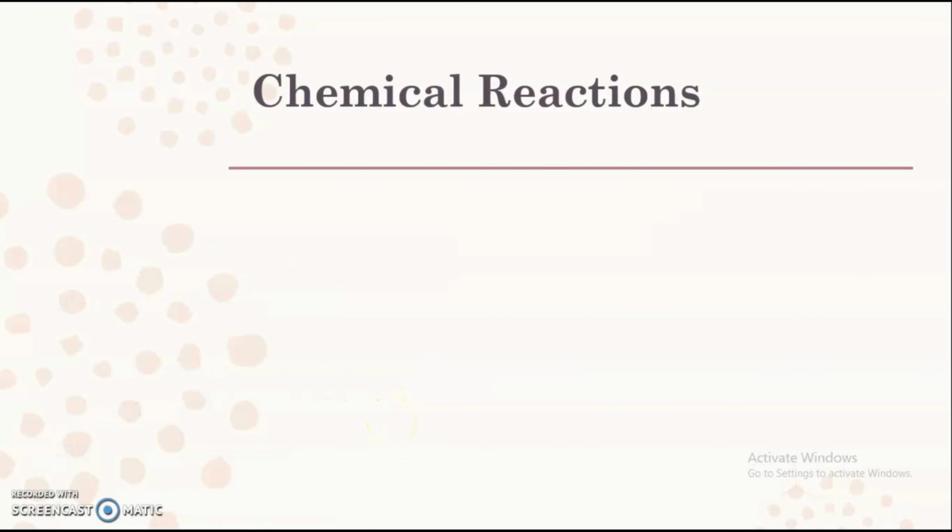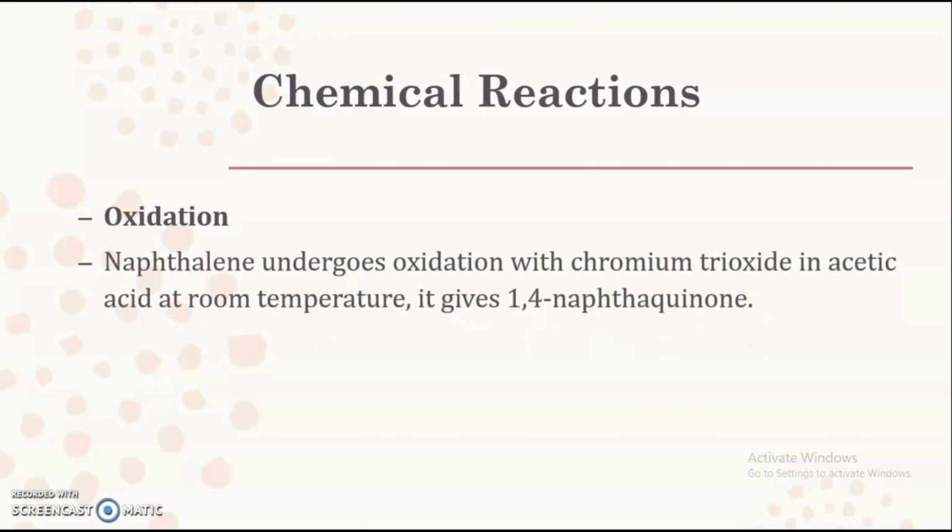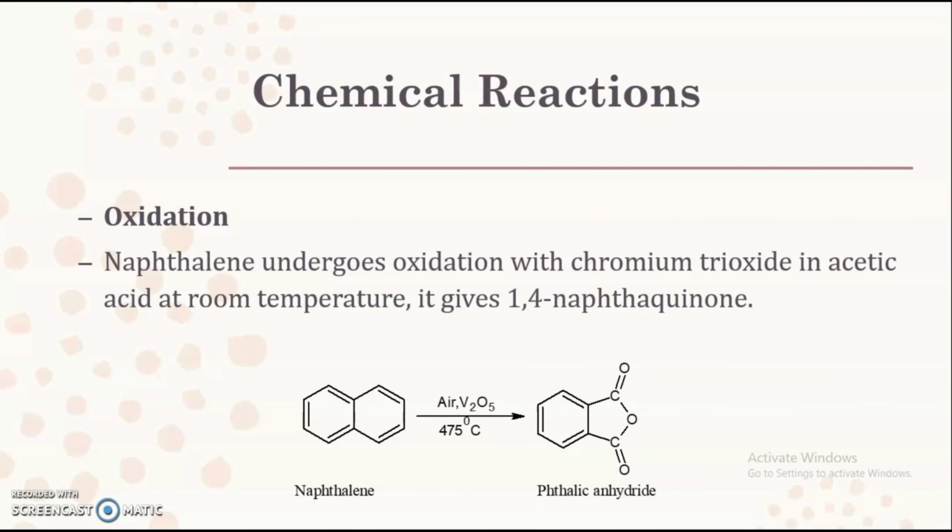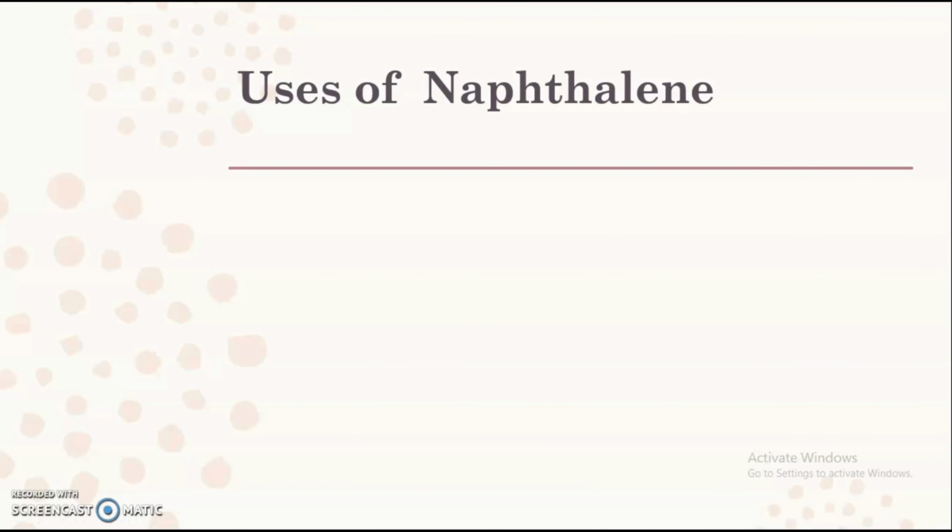next chemical reaction that we are going to discuss, which is oxidation. Naphthalene undergoes oxidation with chromium trioxide in acetic acid at room temperature to give 1,4-naphthoquinone. Here we can use chromium trioxide as well as vanadium pentoxide. So naphthalene, when it undergoes oxidation with chromium trioxide, will be converted into 1,4-naphthoquinone, and if we use vanadium pentoxide, it will be converted into phthalic anhydride. So these are the various chemical reactions that are shown by naphthalene.